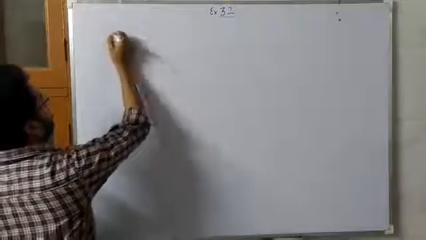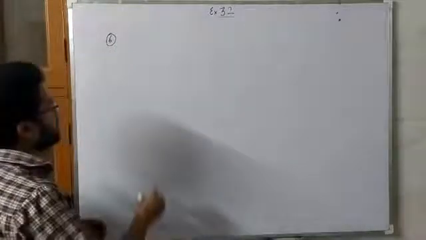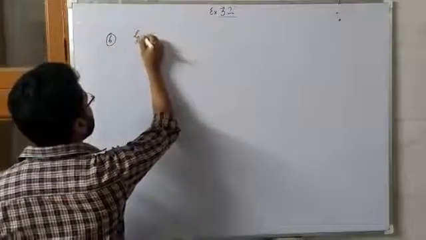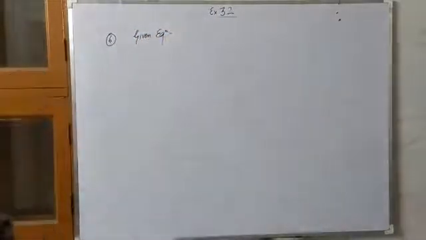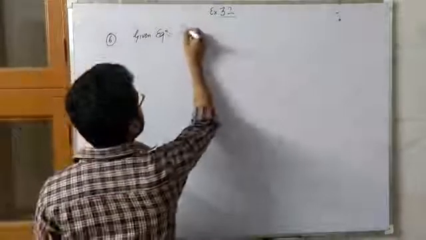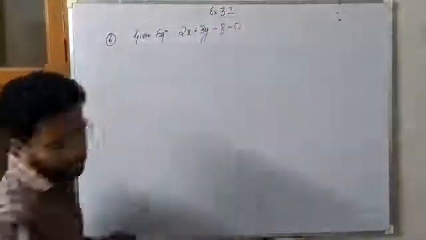Question number 6 is about what? It is being said that you are being given a linear equation and you have to write another equation so that together they can be intersecting, parallel or coincident, right? The given equation is 2x plus 3y minus 8 equals to 0, right?